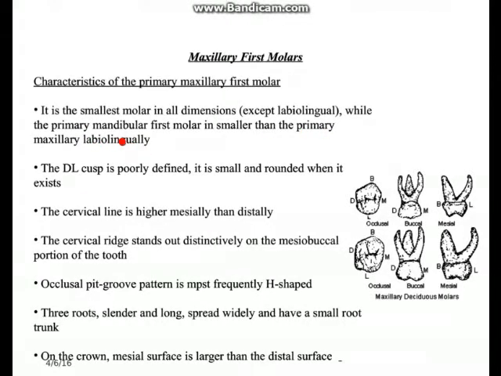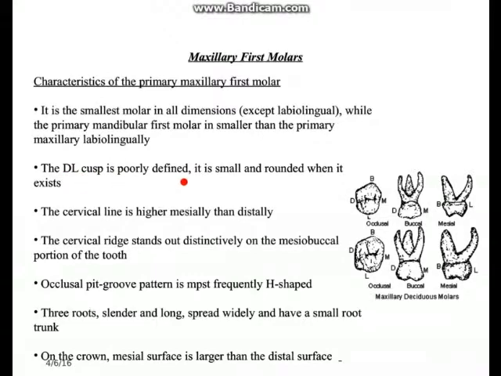So, not to get you confused, the maxillary first molar is the smallest molar tooth. It's smaller than the mandibular first molar, okay, but the only difference is that the mandibular first molar, the primary, is smaller labiolingually than the maxillary first molar. But that doesn't mean that the maxillary first molar is not smaller than it, okay? So just keep that in mind. There's just like a mini exception. It's important for you to keep that in mind, just in case you get asked about it.